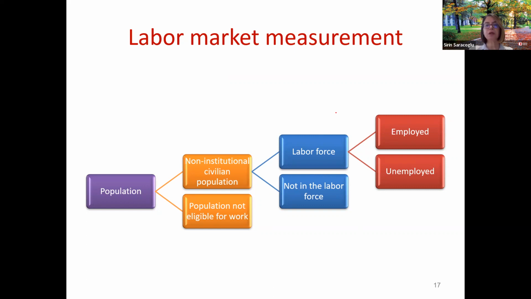for work. On the other hand, people in the labor force are those who are currently employed with wages, or they can be self-employed.